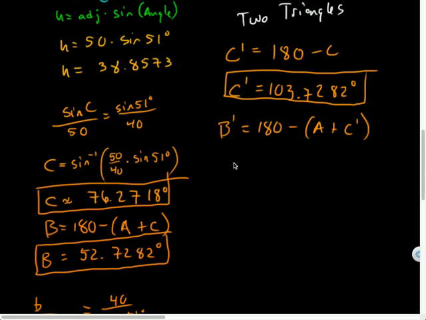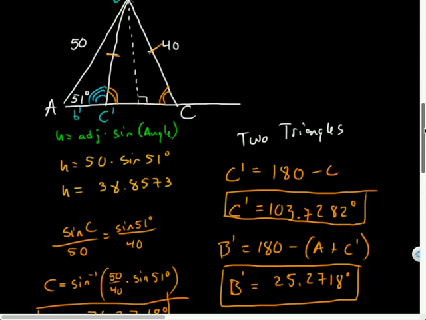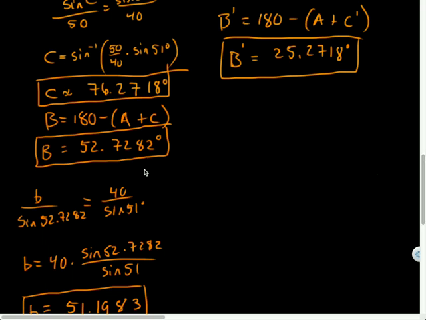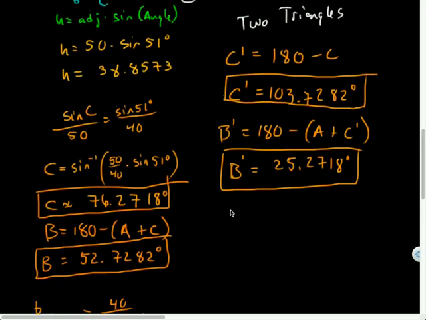And I end up getting cap B prime is equal to 25.2718 degrees. And notice B prime is supposed to be a really small angle compared to the original B. All right, so that makes sense. And then I just do this little setup again for little b prime. And then I'm able to find both possible cases.